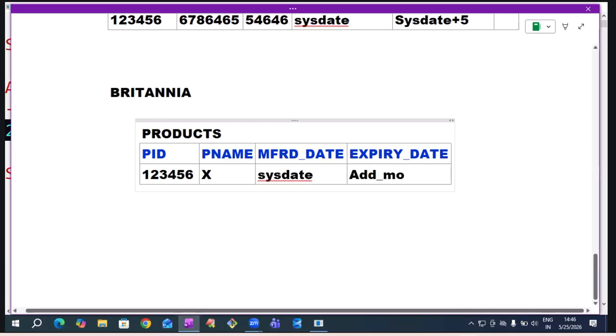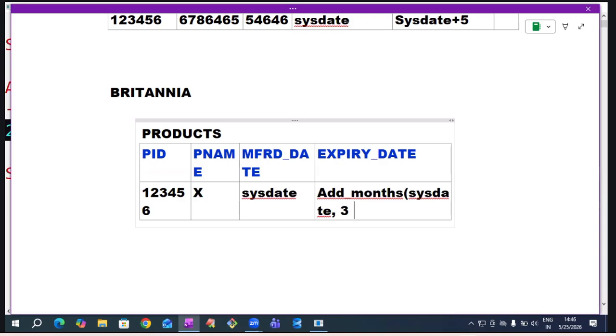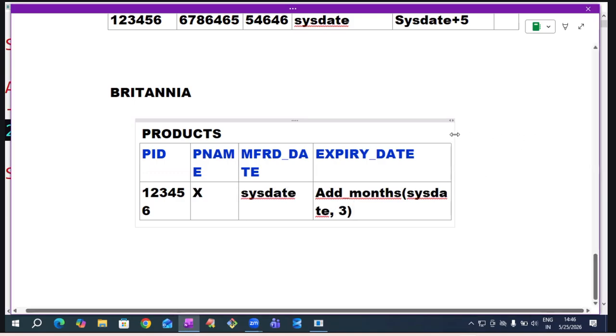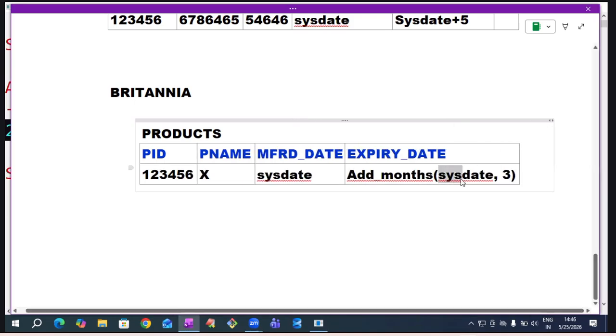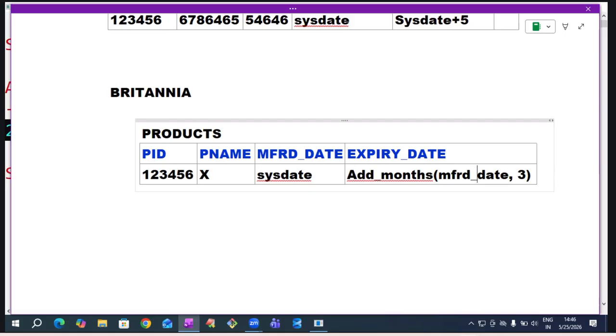What we have tried, sir? Add_months of sysdate comma 3. Or you can also write manufactured date comma 3. Both are same or not? To the manufactured date, we are adding 3 months.